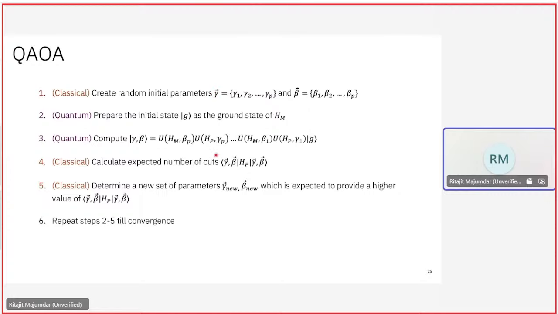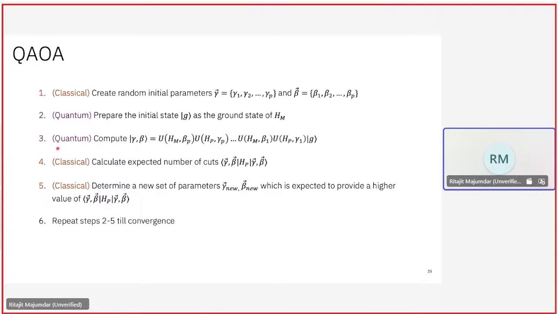Now, just to point out one more thing, as you can understand each and every step here, you can do some sort of research here. Of course, what is a good way of finding HM for a given problem? For MaxCut, I'll show you. But if I ask you for a different QUBO problem, what is a good HM? How do you find a good HM? How do you prepare this circuit very efficiently? Do you have to start with random initial parameters?